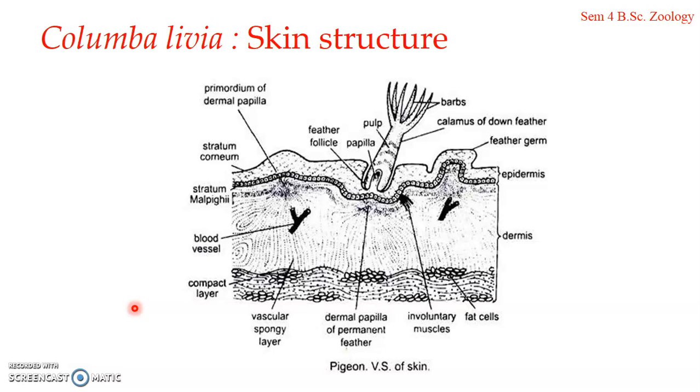Okay. The skin lacks sweat glands or any other cutaneous glands, except the preen gland or the uropygeal gland or the oil gland that is present dorsally at the base of the tail, which we have already mentioned when we spoke about the morphological structure of Columba. Okay, so this is it about the skin structure.